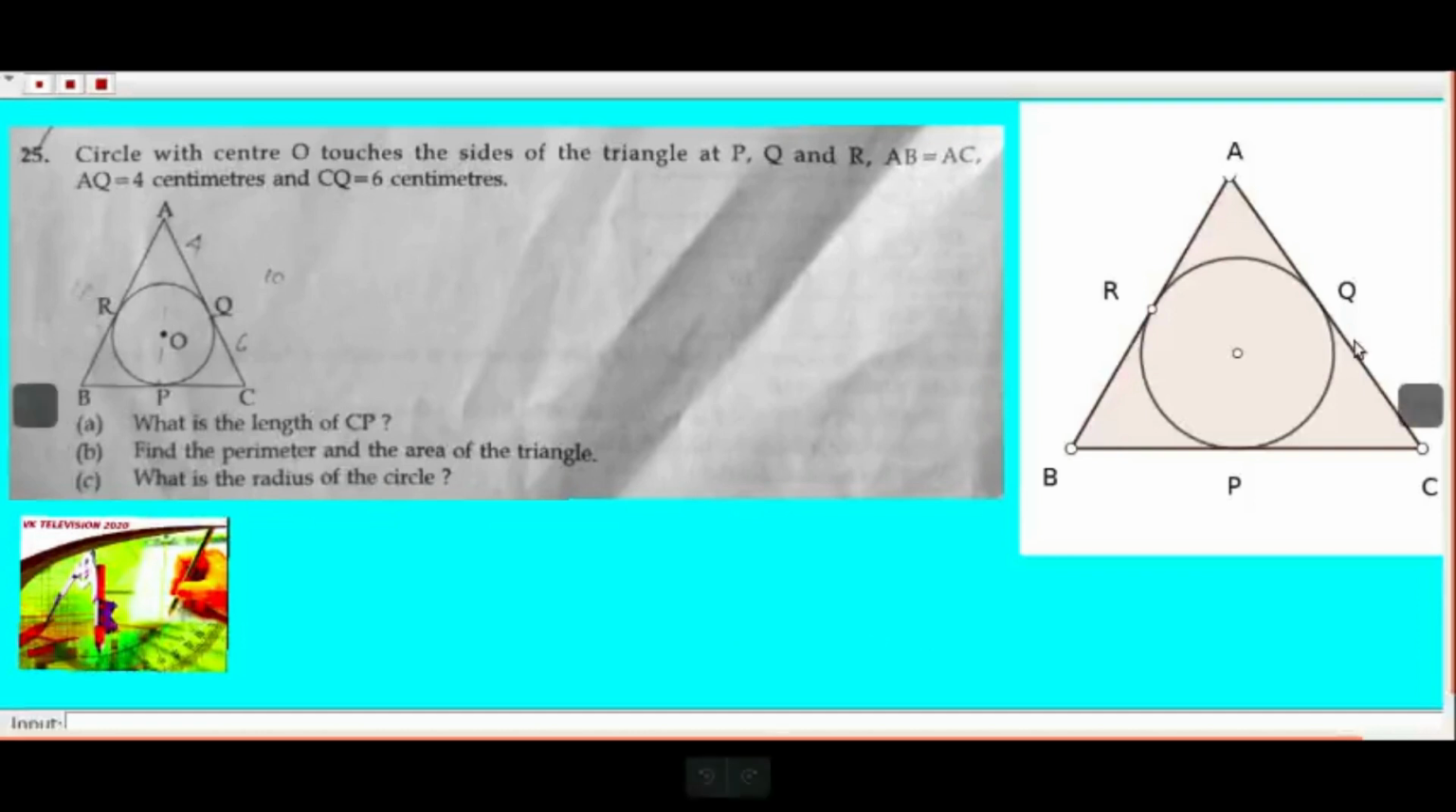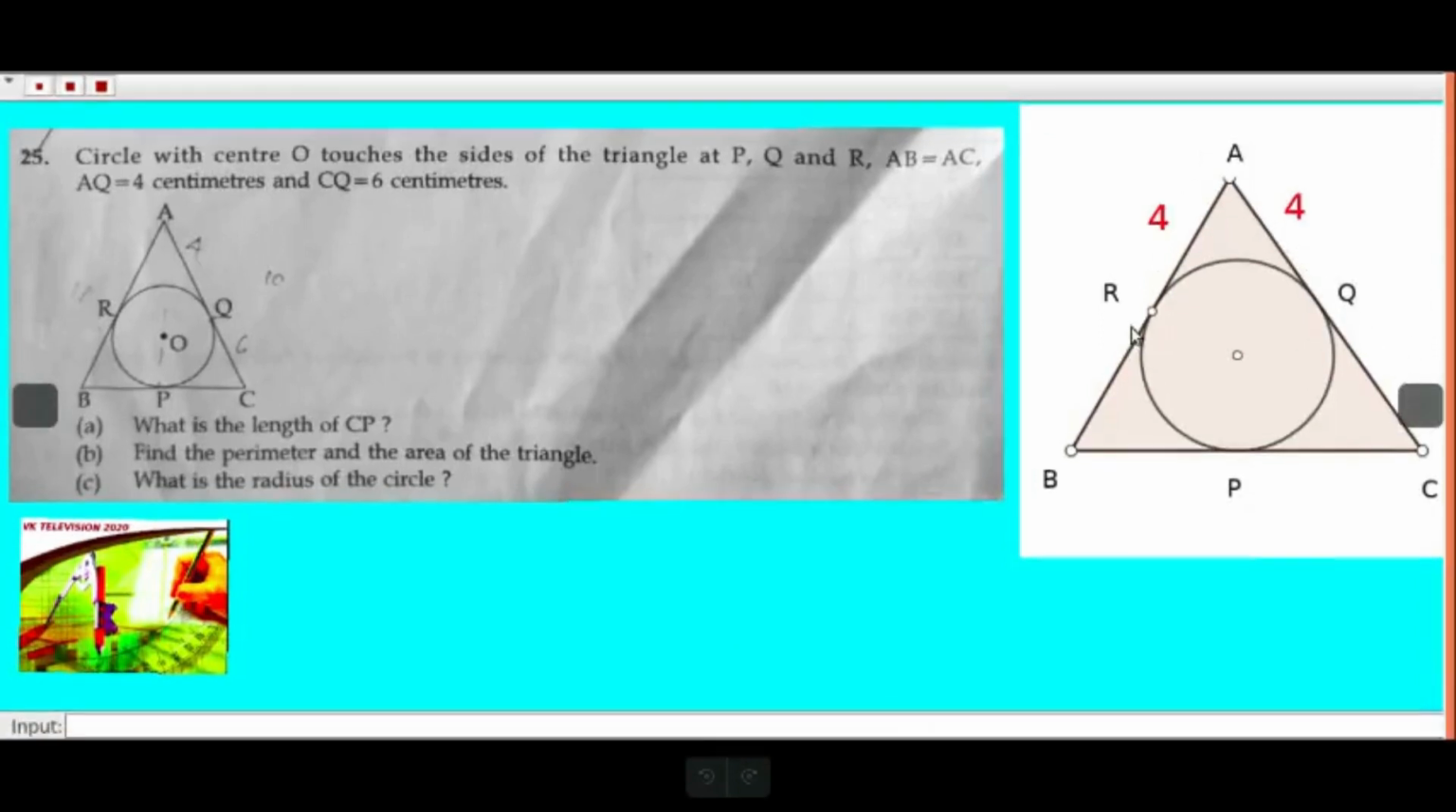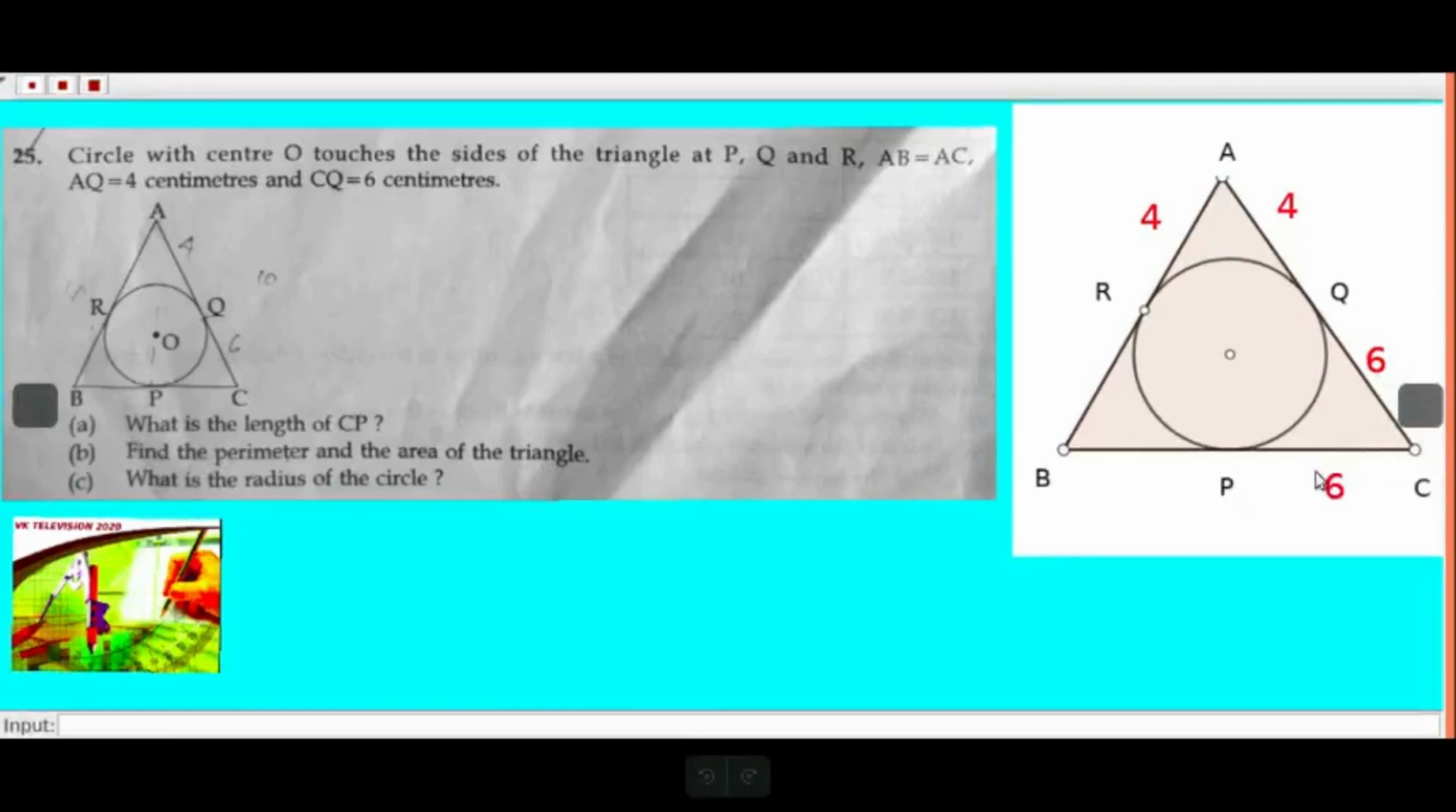Okay, it is given that AQ is equal to 4, this distance is 4, so AR is also 4, and CQ is equal to 6, this distance is 6, so CP is also equal to 6. Okay, the lengths of the tangents from any point to the circle are equal, so these 2 lengths are equal, this is also 6, so we obtain the length of CP is equal to 6.